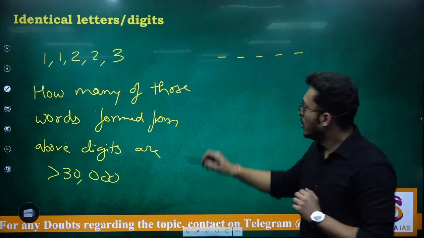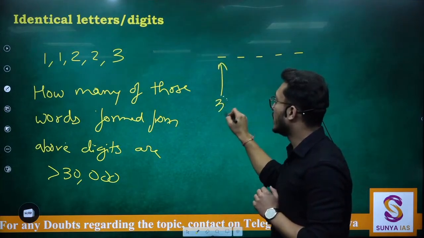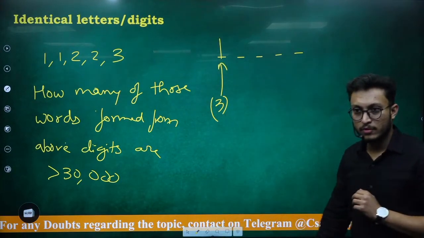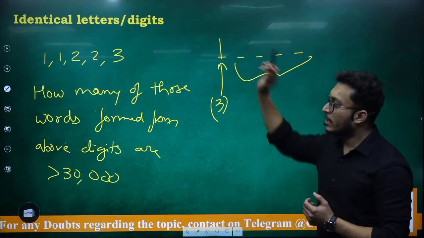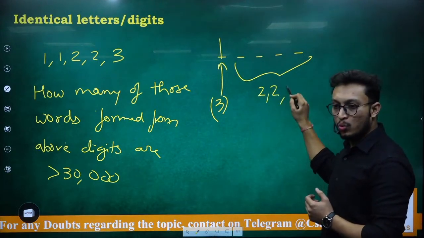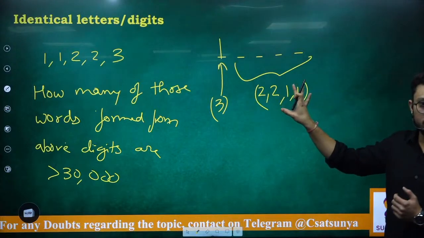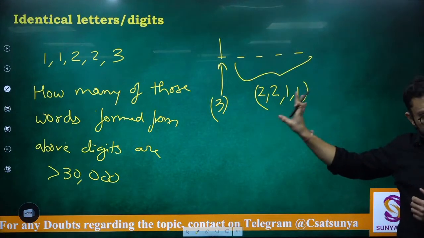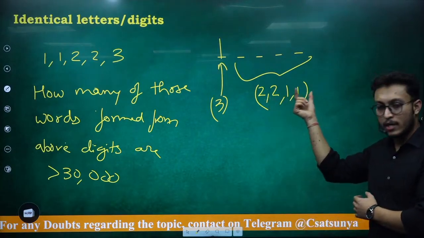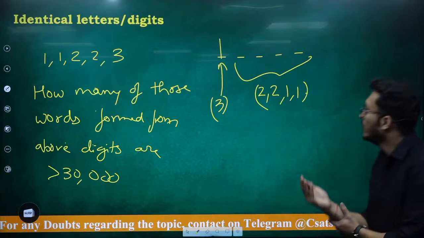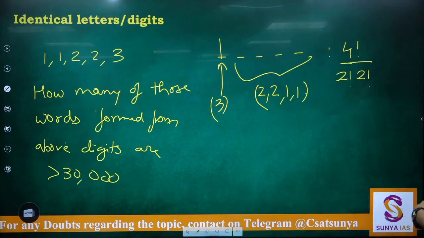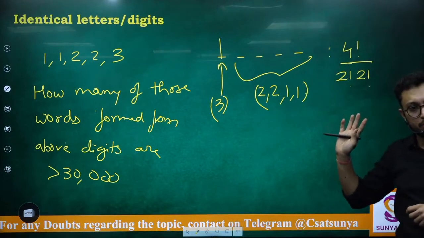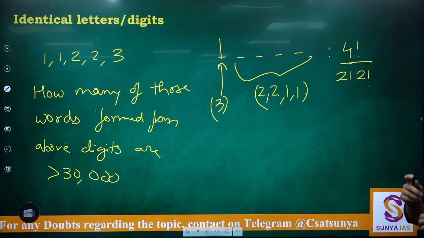It has to be 3. So for this, I have to fill it with a 3. I have only one option. Now I am left with 4 places to be filled with. 3 is already filled here. I am left with 2, 2, 1, 1. So 4 places to be filled with these 4 digits, out of which 2 are identical and 2 are identical. So in total 4 factorial, 2 factorial and 2 factorial. Is this clear? समझ में आ रहा है? How we are applying conditions also यहाँ पे. Anyone having doubt?